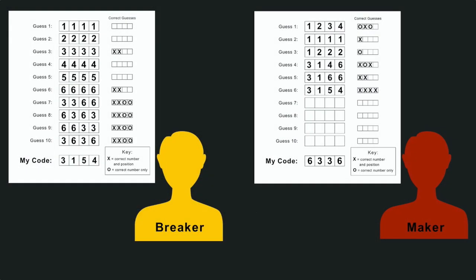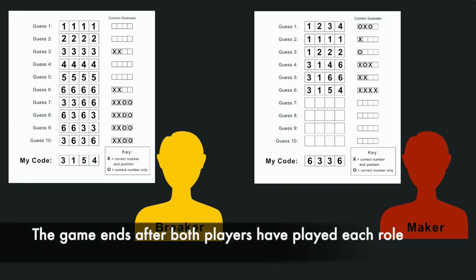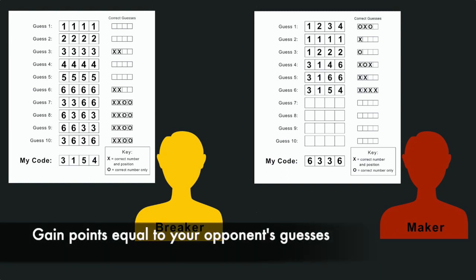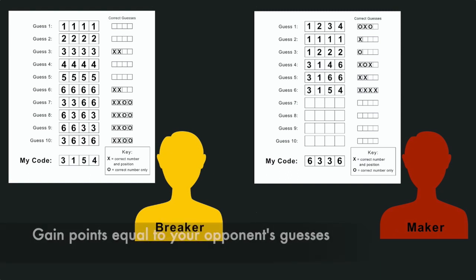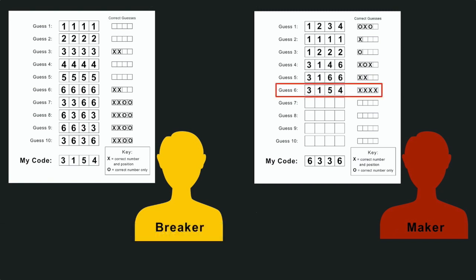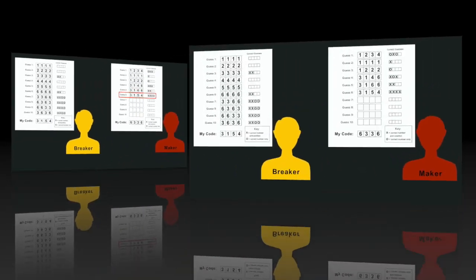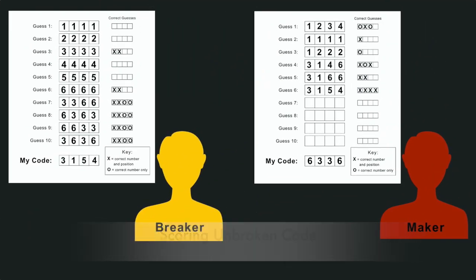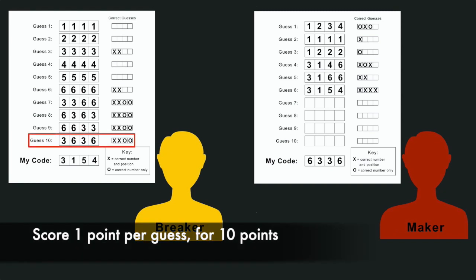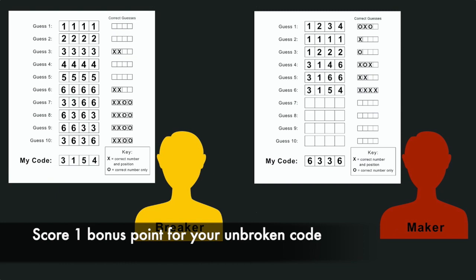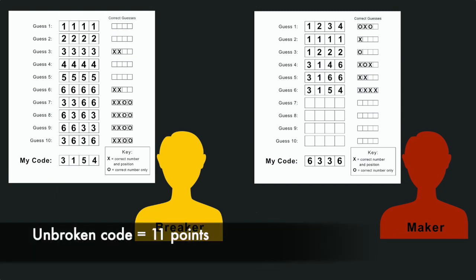After both players have taken a turn as both the codemaker and the codebreaker, the game is over. Each player will score points based on how many guesses the other player took to guess their code. So in this game, the yellow player would score 6 points, because it took the red player 6 guesses to guess their code. If the codemaker makes a code that the other player fails to solve, they will score 10 points, 1 for each guess. They will also score 1 bonus point for stumping their opponent, for a total of 11 points.